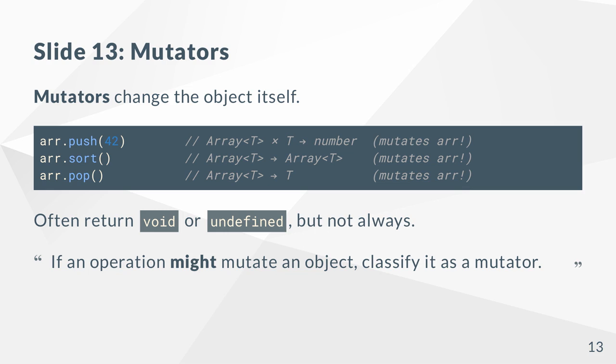The pop method removes the last element and returns it. Again, the array has been modified. Mutators often have a void or undefined return type because the real work is the side effect of changing the object. But not always. Push returns the new length, for example. The rule of thumb is, if an operation might modify the object, classify it as a mutator. Only mutable types have mutators. Immutable types, by definition, have none.